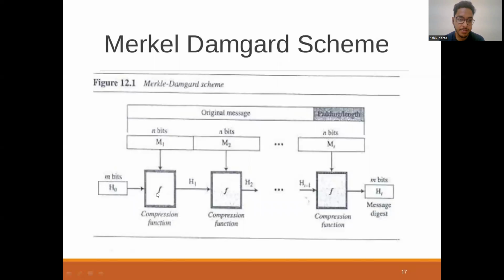The first message block is passed along with the hash value h0 to the compression function, and an output hash h1 is given. This hash is again passed with the message m2 to the compression function. This process is repeated until t times, such that h of t minus 1 and m of t give the h of t hash. The final hash is called the message digest, which is of m bits length.